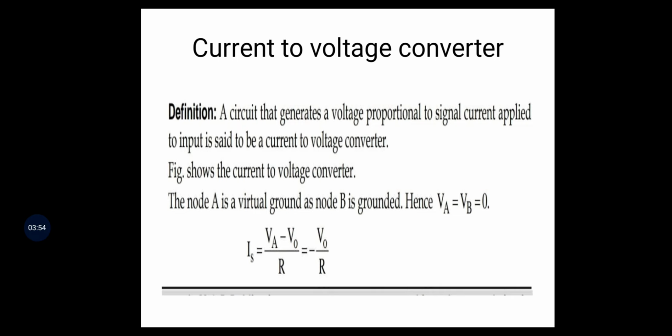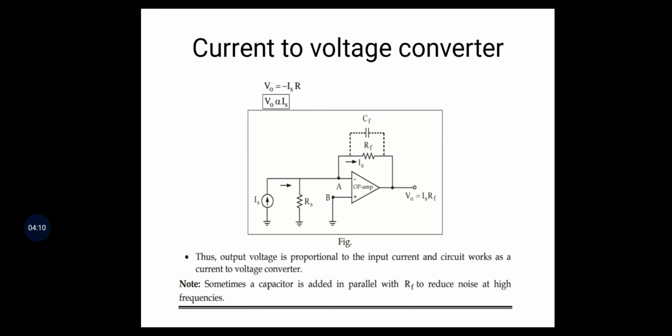So here the node A is virtual ground as node B is grounded. Hence VA equal to VB equal to 0. Here the circuit shows the current to voltage converter. Here input is current source, that is IS. It is in parallel with the RS. Then there is a feedback resistor RF, and the positive terminal is grounded.